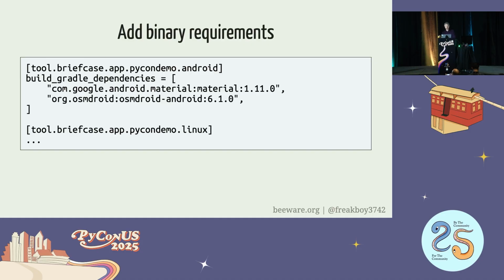This is added as a Gradle dependency. The Android build process will then manage downloading the Maven package the same way that pip would download a PyPI package. So we need to add the OSM Droid line to our Android configuration. On Linux, there are also some system dependencies that need to be added. They vary depending upon the distribution.